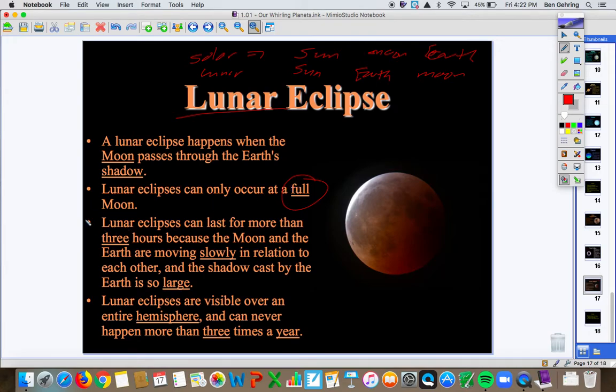And these can last for multiple hours. Because the Earth is so much bigger and creates a bigger shadow, a lunar eclipse can last for a very long time. And then if this is the Earth, anybody on this side of the Earth can see a lunar eclipse happening over here, because the moon is on this side and everybody over here can see that moon. So an entire half of the planet can see a lunar eclipse, whereas only a small portion gets to see a solar eclipse at a given time.